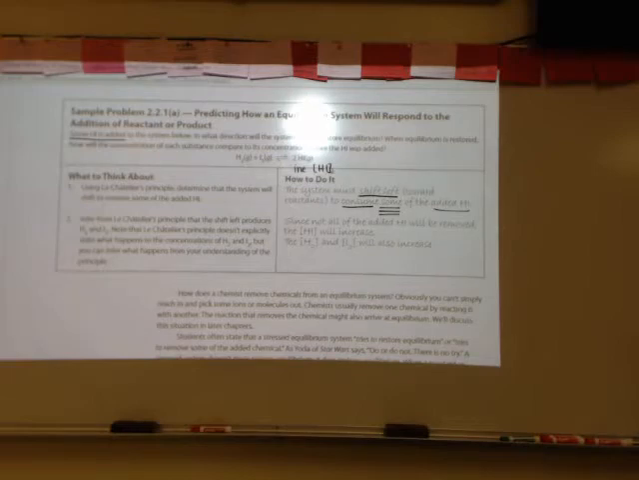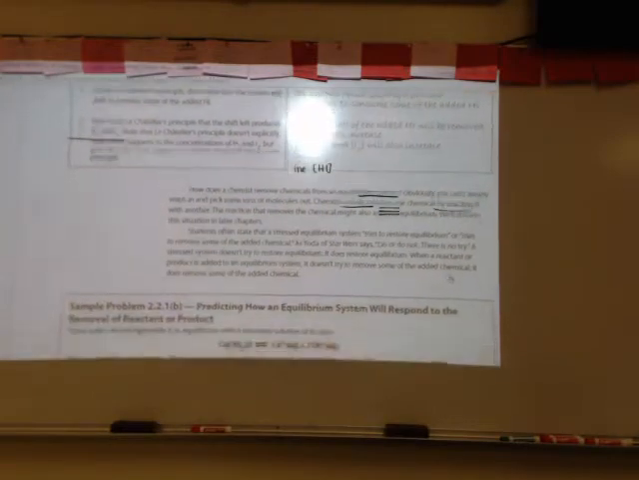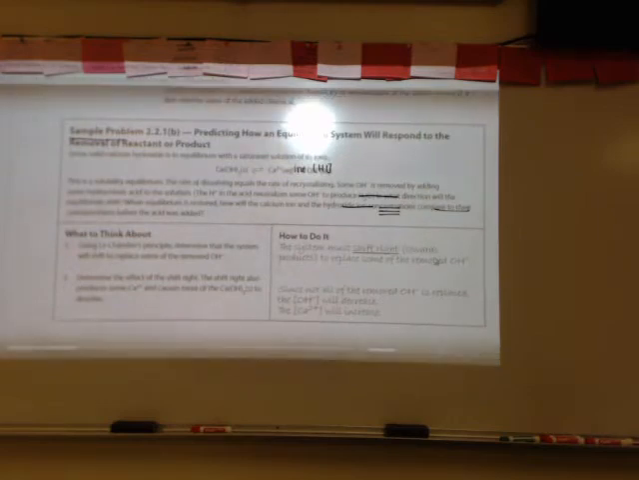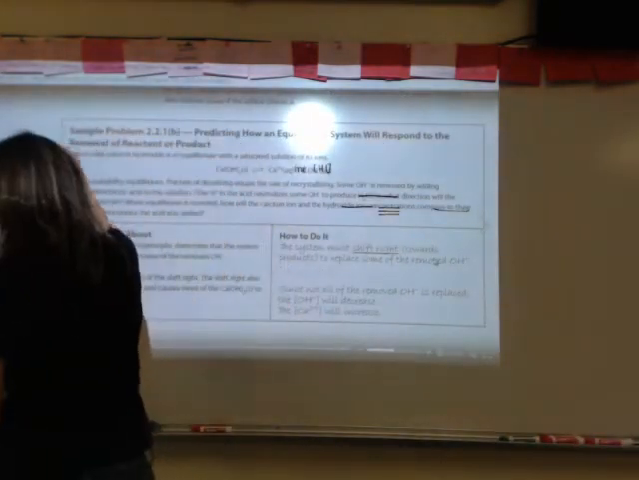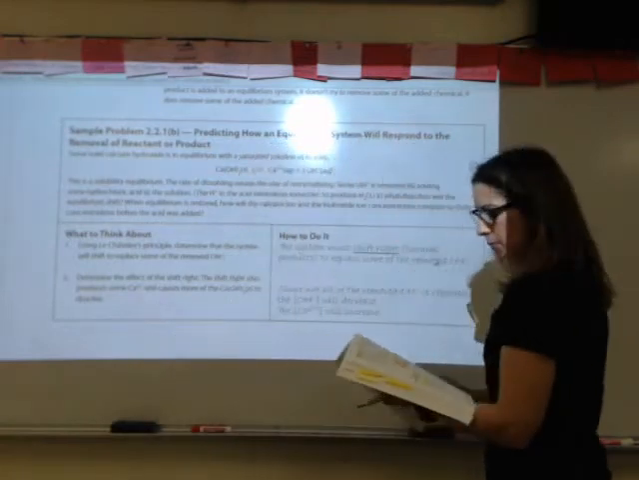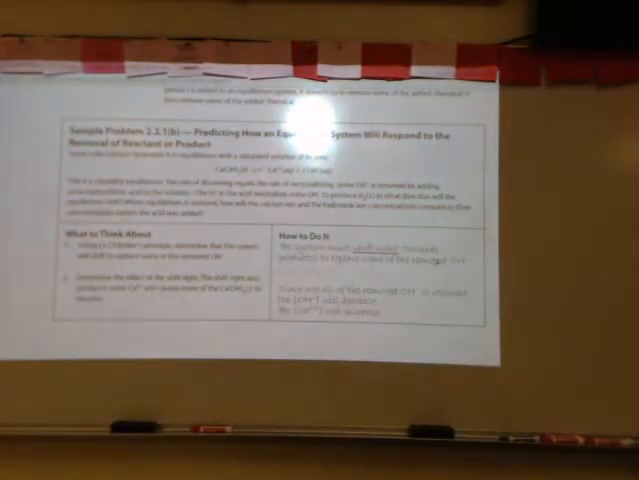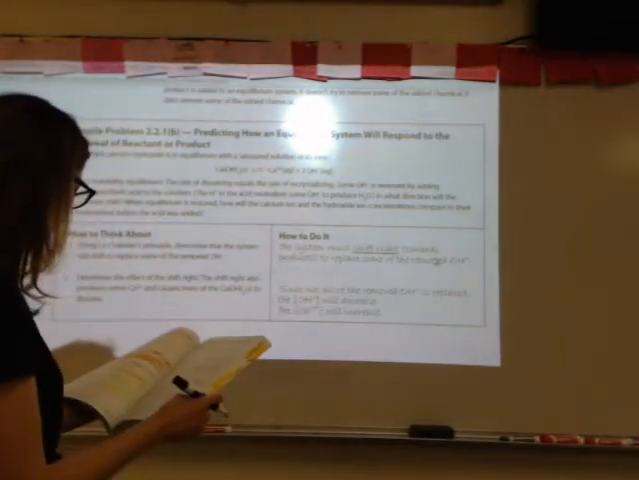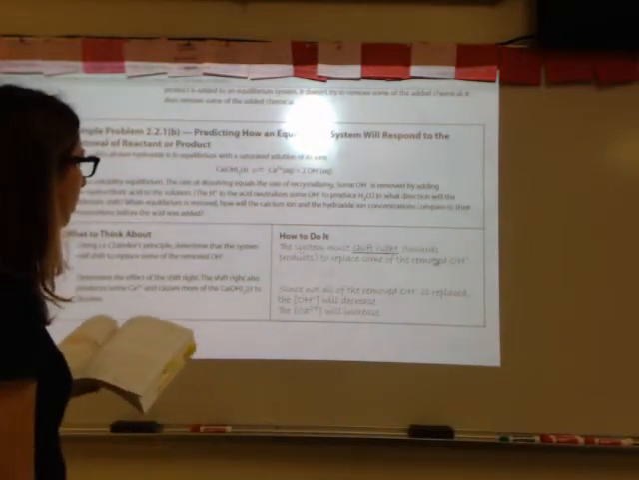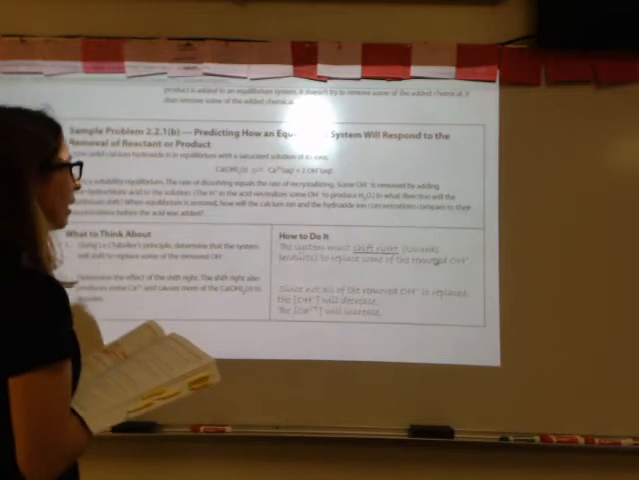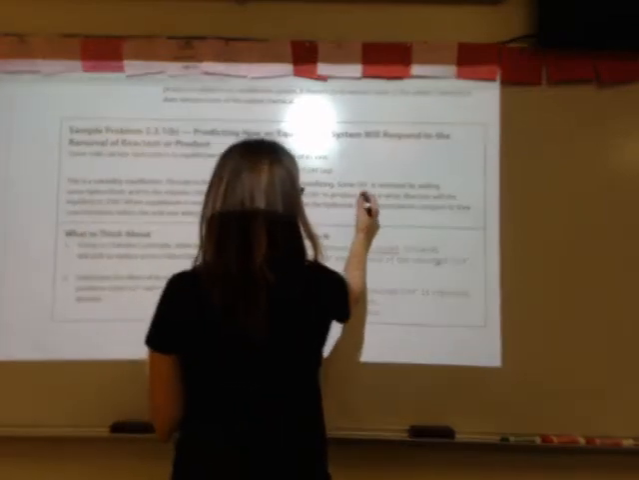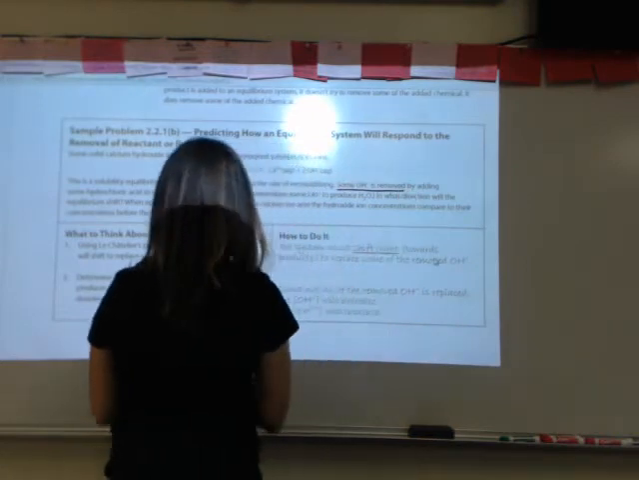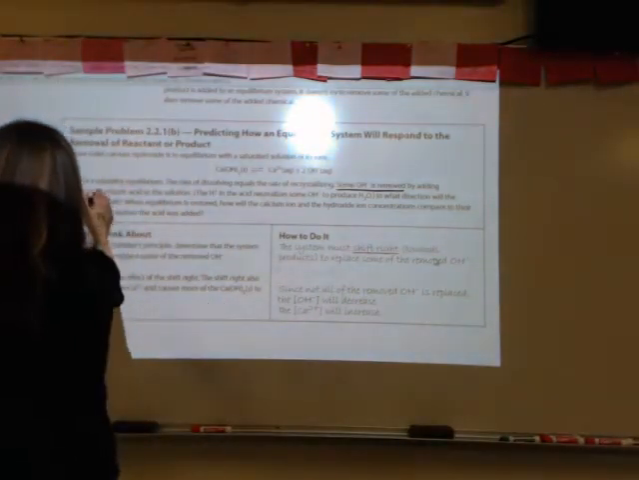So let's take a look at another sample problem here. Here we have solid calcium hydroxide in equilibrium with a saturated solution of its ions. This is known as solubility equilibrium, and the rate of dissolving the solid equals the rate of recrystallizing it from its ions. We are removing some hydroxide by adding hydrochloric acid.